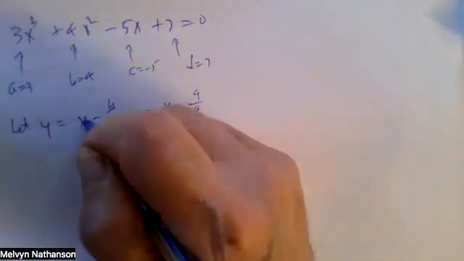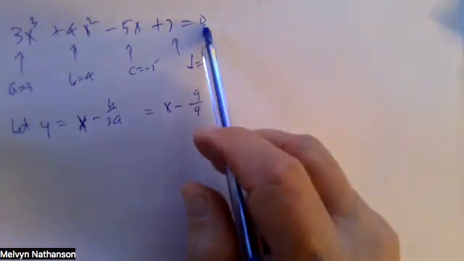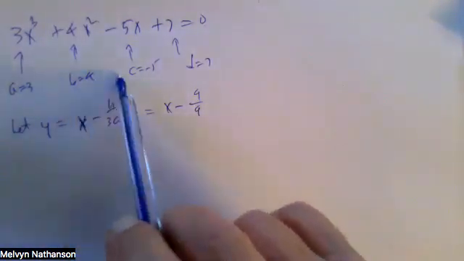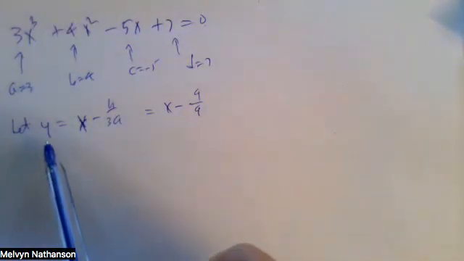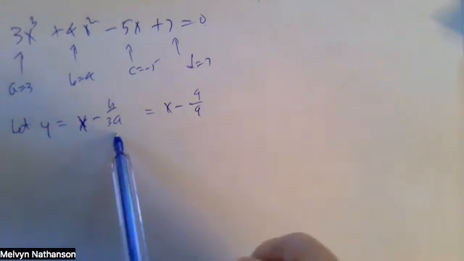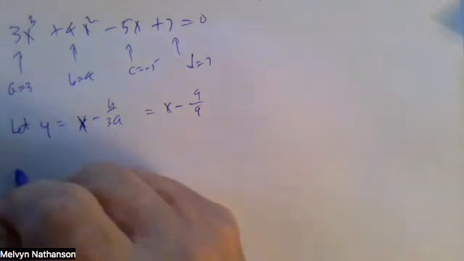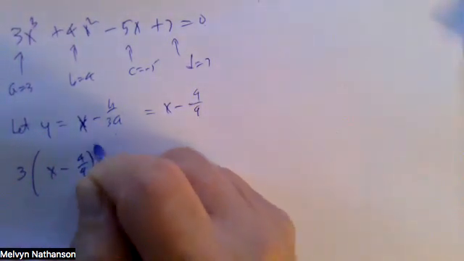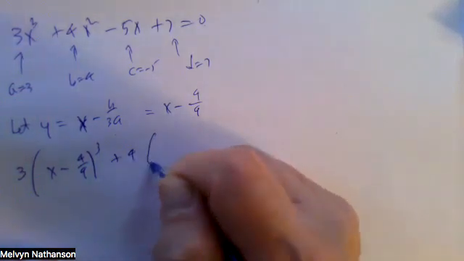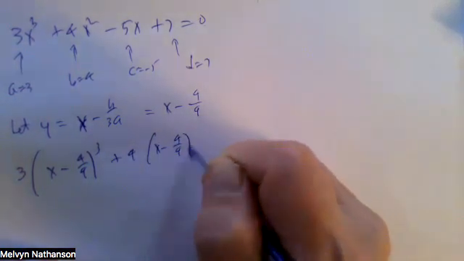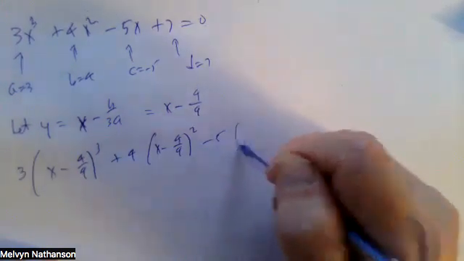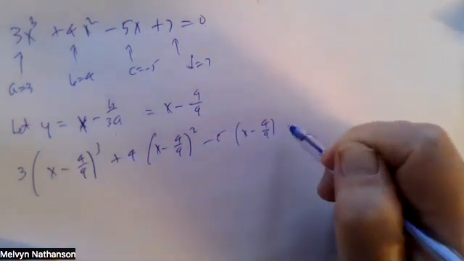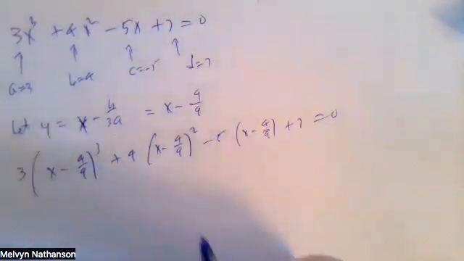So is there any question about how I got this? This is the cubic. These are the values of a, b, c, and d. You let y equal x minus b over 3a. B over 3a is 4/9. So I get 3 times x minus 4/9 cubed plus 4 times x minus 4/9 squared minus 5 times x minus 4/9 plus 7 equals 0.